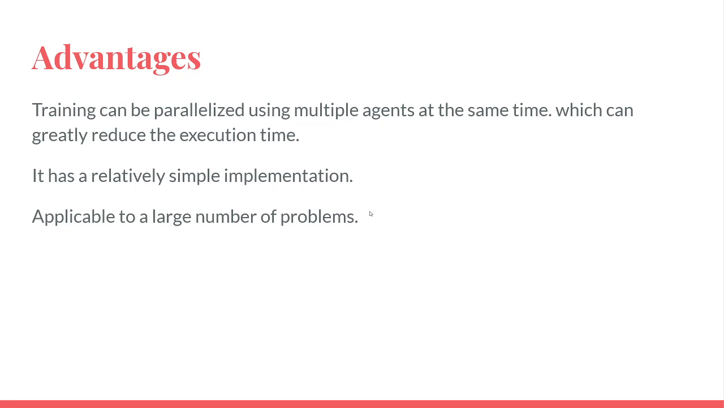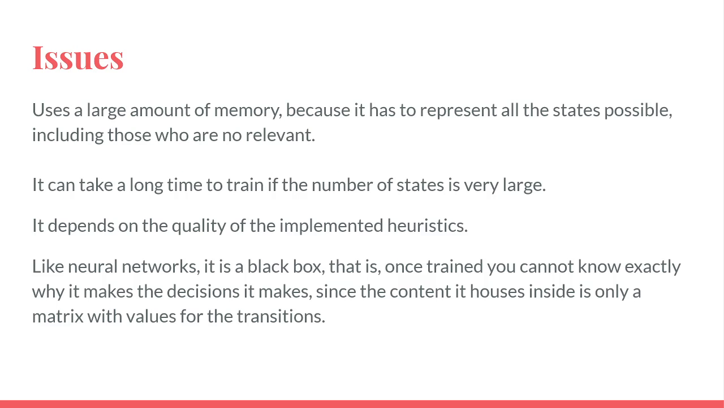This algorithm has some advantages. For example, you can use it with a lot of agents to try to reduce the execution time, and it's pretty easy to implement if we compare it to others. And every problem that can be solved with a Turing machine can be solved with this algorithm, because it works with any state, so it's very reliable. But not everything is perfect, and there are some issues with this algorithm.